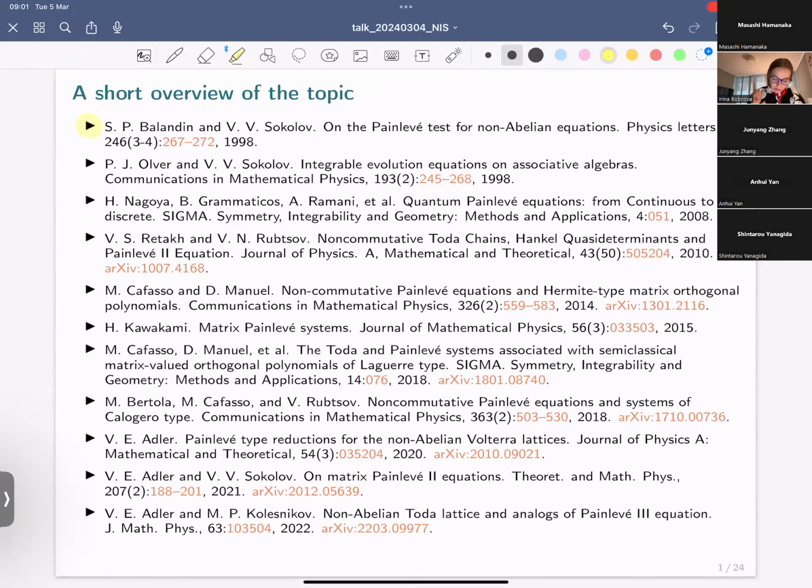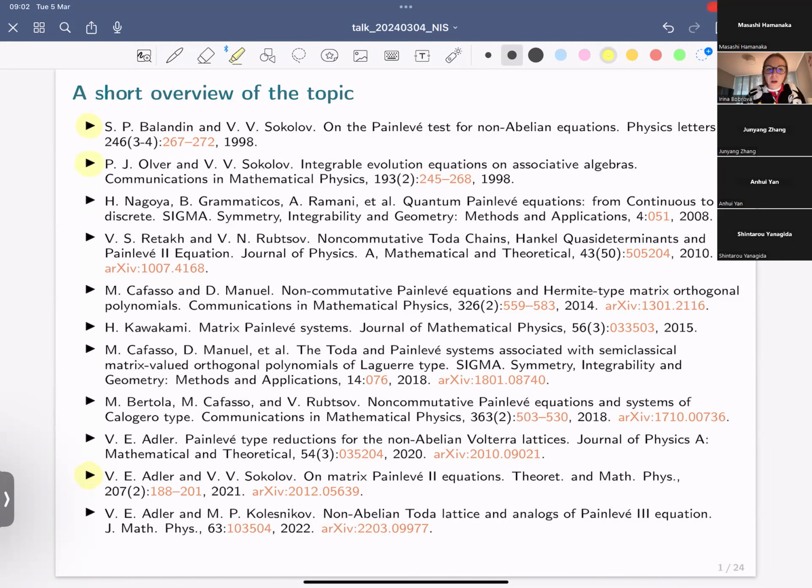Let me stress that much later, Vsevolod Adler and Vladimir Sokolov classified matrix Painlevé 2 equations, and it turns out that there is more than one matrix analog for the Painlevé 2 equation. What kind of properties do they have? Well, they can be obtained as a symmetry reduction, as is well known in the commutative case, of the integrable non-abelian or matrix analogues for partial differential equations, for PDEs.